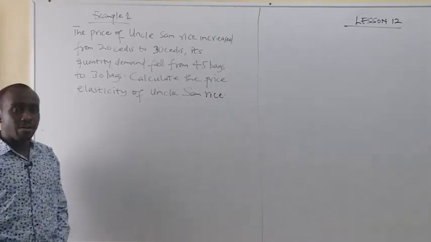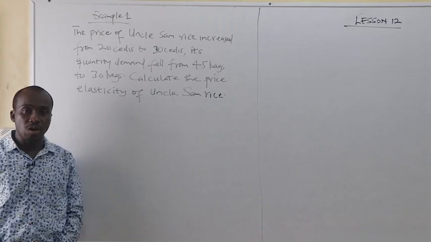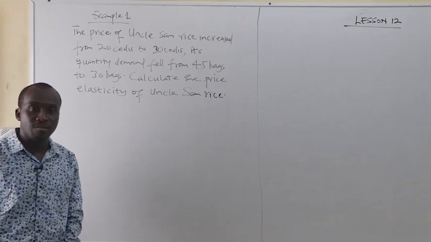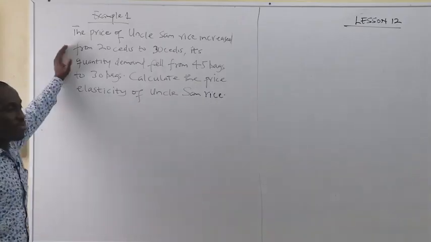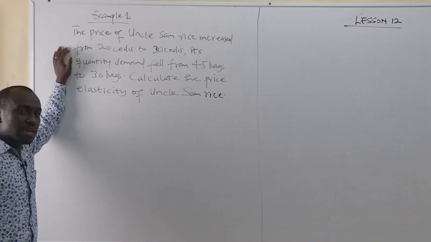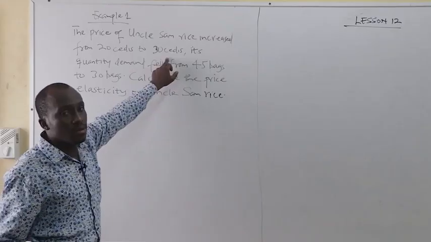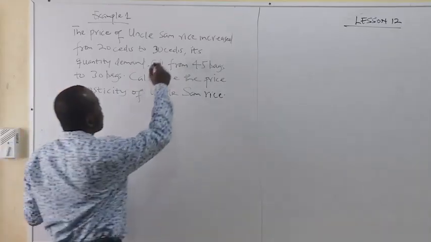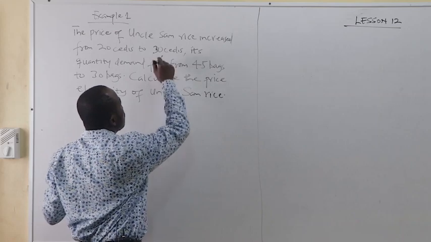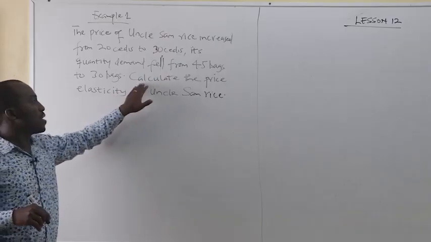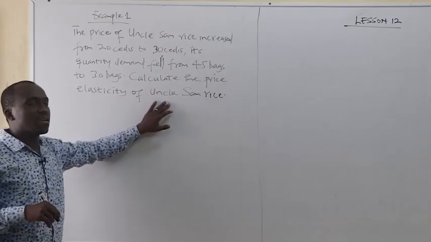So let's say you have an example here we want to use to explain what we just spoke about. The price of Uncle Sam rice increased from 20 cedis to 30 cedis. Quantity demanded fell from 45 to 30. Calculate the price elasticity of the Uncle Sam rice. So let's say we have in Ghana, there's a rice we all like so much, American rice, we call it Uncle Sam. We are assuming that the price was 20, it increased to 30. And when it increased, what happened? The demand fell from 45 to 30. Calculate the price elasticity of the Uncle Sam rice.